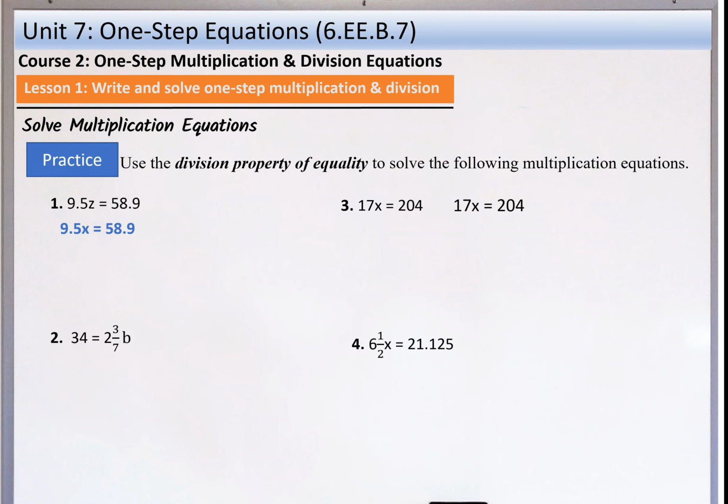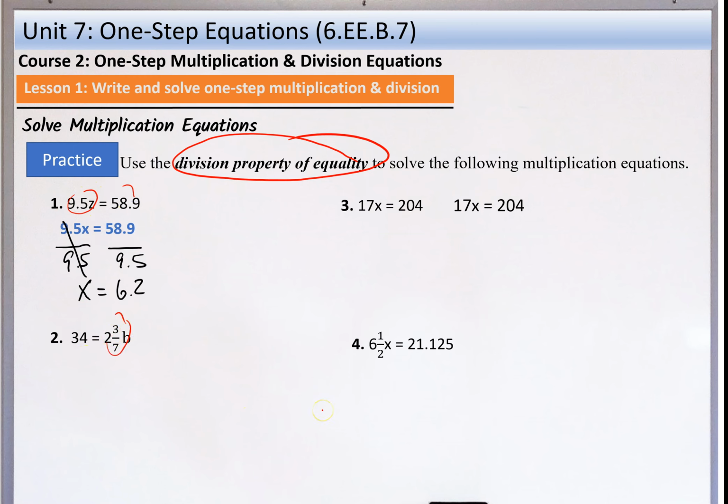All right, let's work on a few. Then we have a few more minutes. So 9.5 times z equals 58 and 9/10. We're multiplying, so the inverse operation is to divide. The division property of equality says if I divide both sides by 9.5, my resulting equation is equivalent to my first one. So I'm going to divide 58 and 9/10 by 9.5, and I get 6 2/10. Okay? And again, I can use decimals, fractions, and whole numbers.